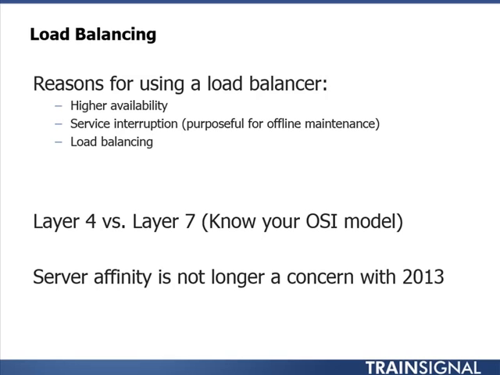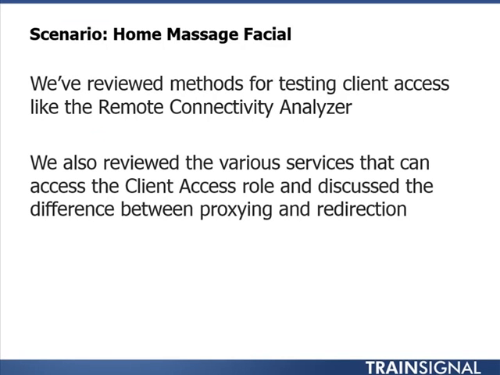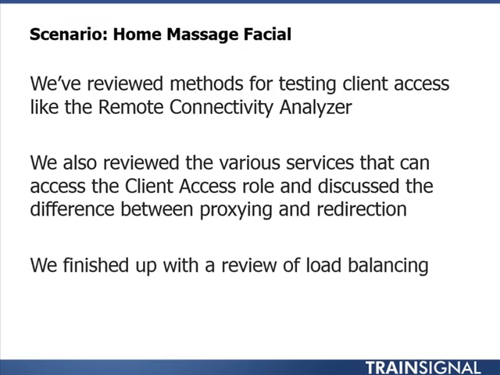Again, when it comes to troubleshooting, there are so many different things that can go wrong, will go wrong, and so it's hard to narrow it down to any one subject. So we're kind of shotgunning it here so that you have a full, well-rounded grasp of the subject. So from a scenario perspective, we've reviewed methods for testing client access, like the Remote Connectivity Analyzer. We also reviewed the various services that can access the client access role, and we discussed the difference between proxying and redirection. And then we finished up with a review of load balancing.